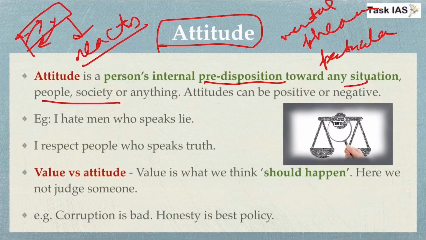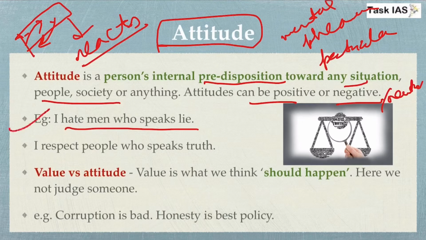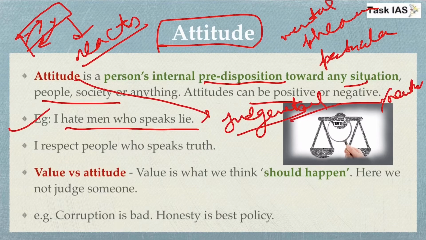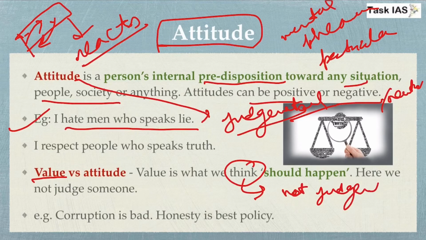An attitude can be positive or negative, or it can be neutral also. For example, I hate men who speak lies. This shows the attitude of an individual. And always remember, attitude has a judgmental component, because earlier we discussed values also mentally guide us, but in values there is no judgment component. So values are neutral, but attitude has a component that may be positive, negative or neutral.